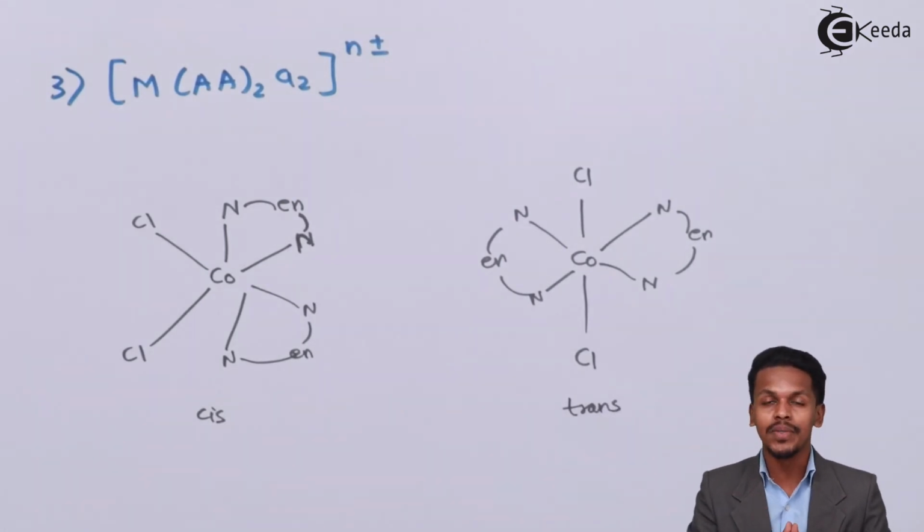These were the geometrical isomers in metal complexes with a coordination number of 6, and that's it.